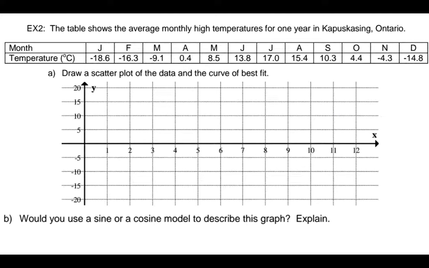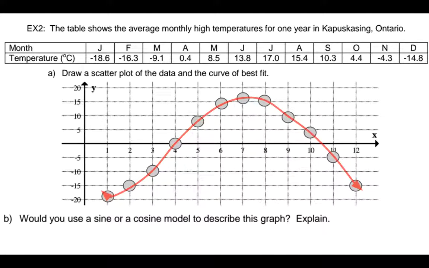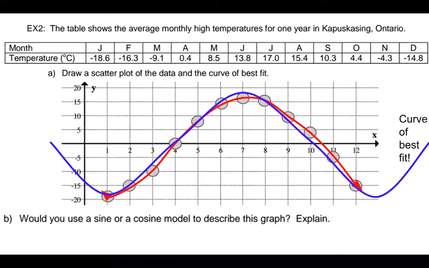Next example is temperature. We're looking at a curve of best fit here. It's not going to follow the data perfectly, because it is a sinusoidal situation, but this is just data. If you plot the data, the red one connects the dots, but the blue one is what we're going to refer to as the curve of best fit.